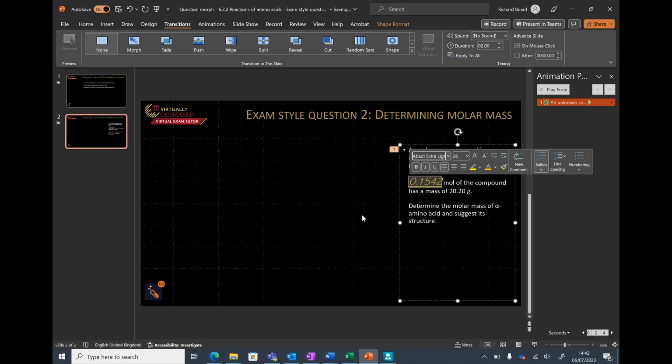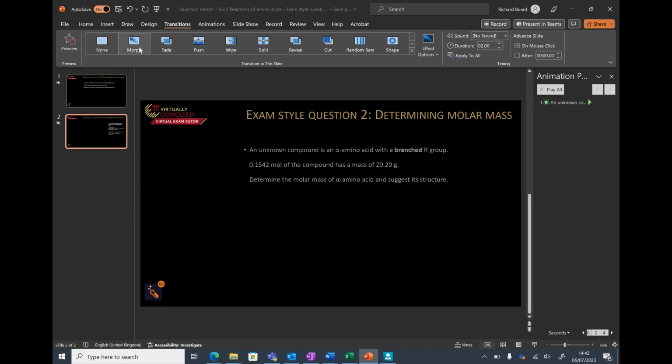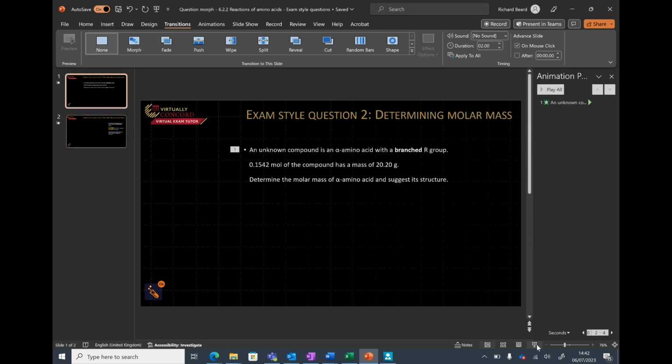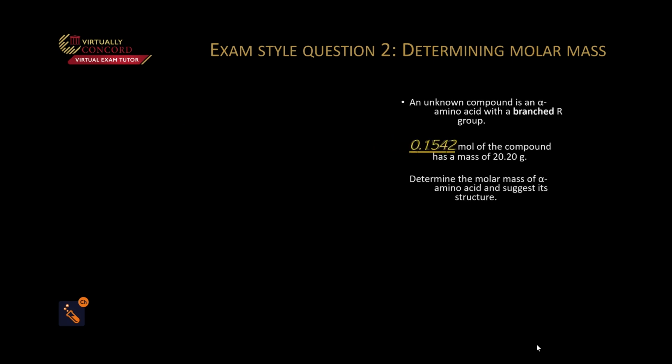Then what we do is we go up to transitions and then we go to morph. And we click morph on the slide we're going to morph into. Then, really important check is that you go over to your animation pane and you delete any animations you may have had on the one you're morphing into. After that point, you then just project and you've got a beautiful morph.